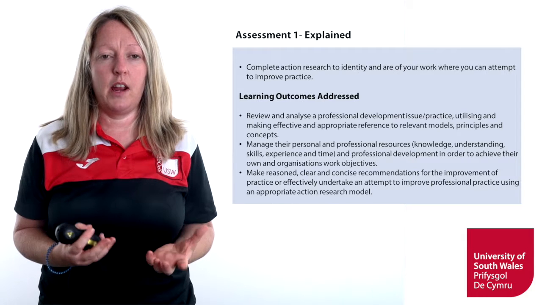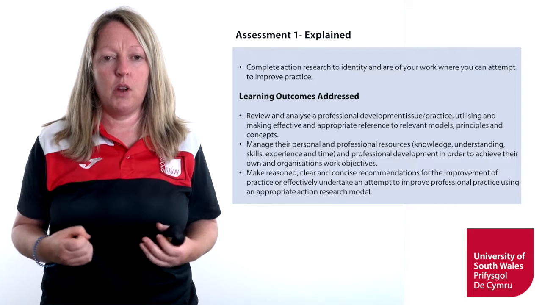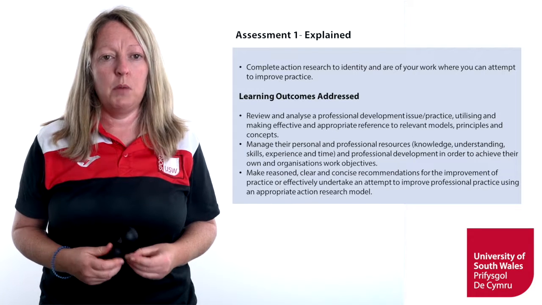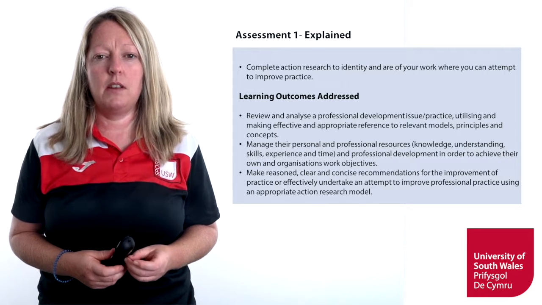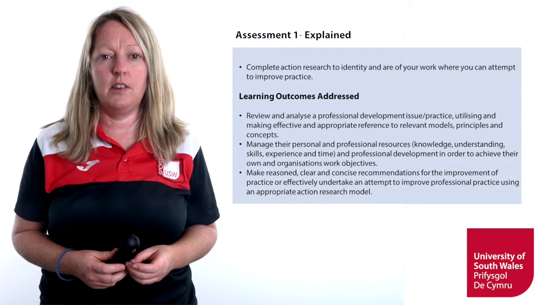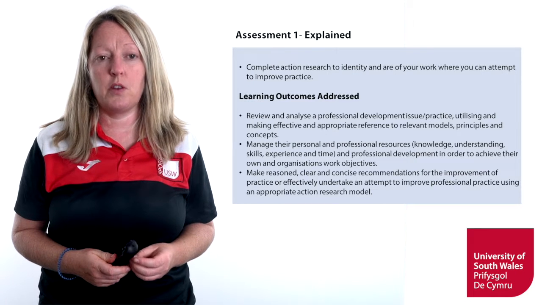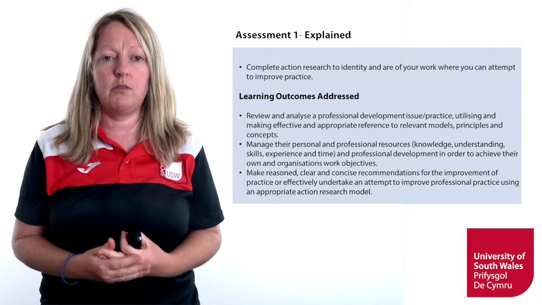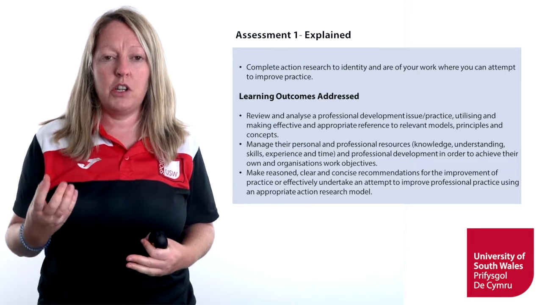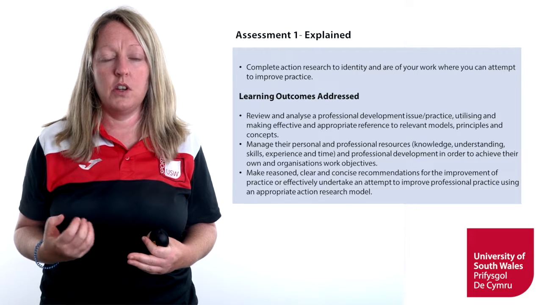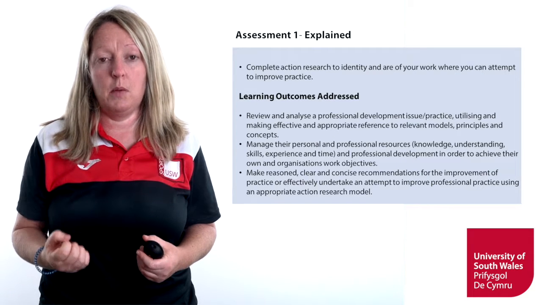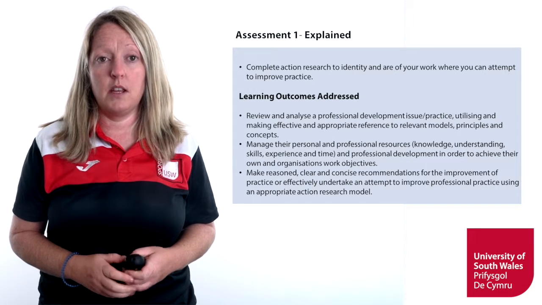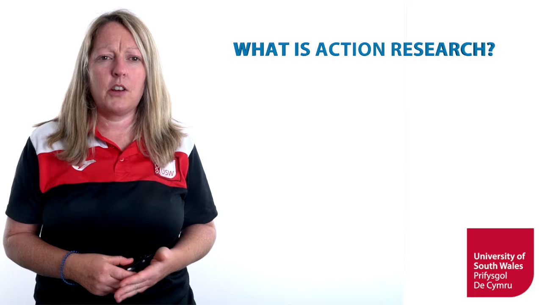So you're going to identify an action research project that is going to implement and improve and work towards work objectives. Then you're going to make reasoned, clear and concise recommendations for improvement of practice and effectively undertake an attempt to improve professional practice using an appropriate action research model. So you're going to identify an action research model you're going to use, complete that action research, implement an area of improvement through a piece of project work, and then present that back in a presentation setting.